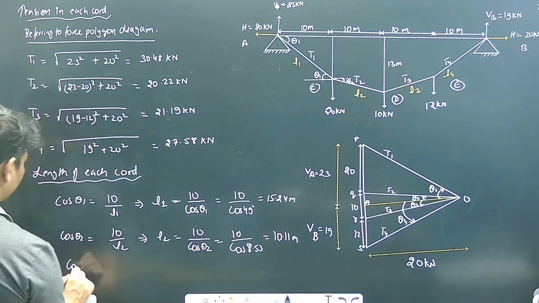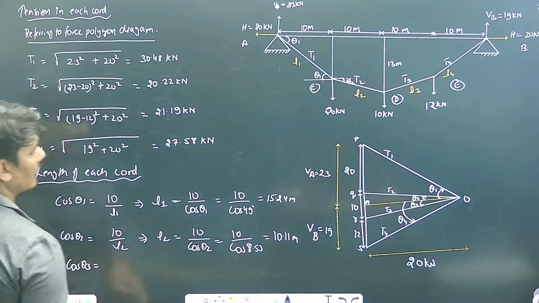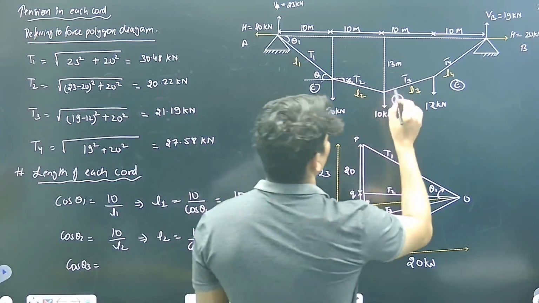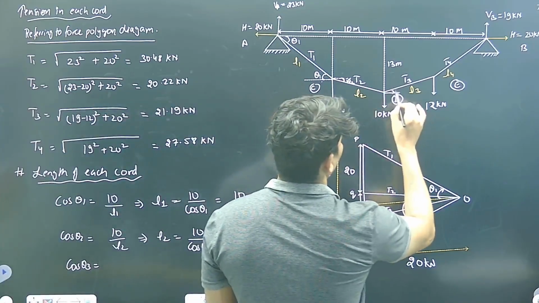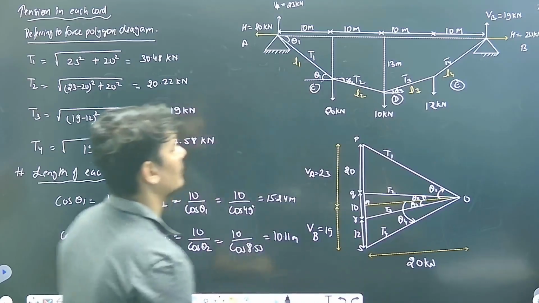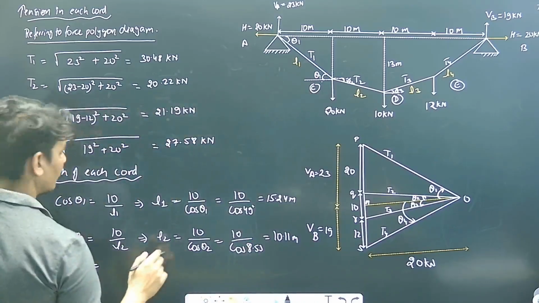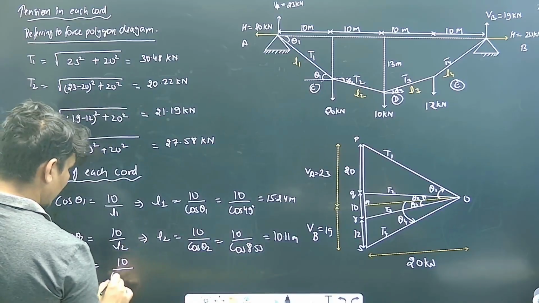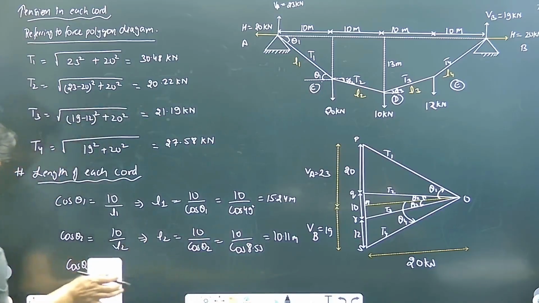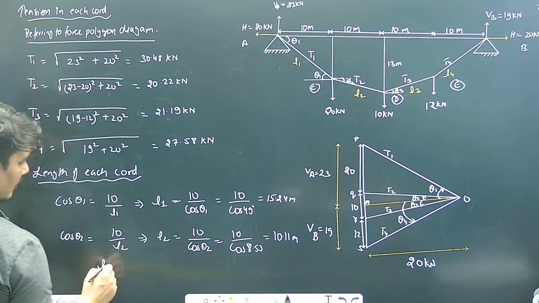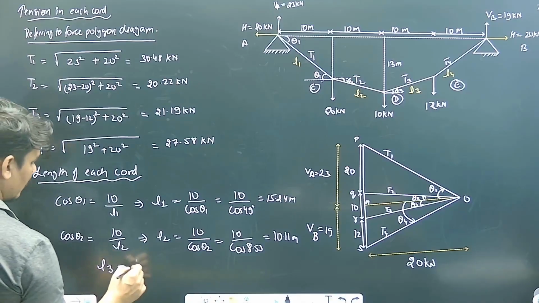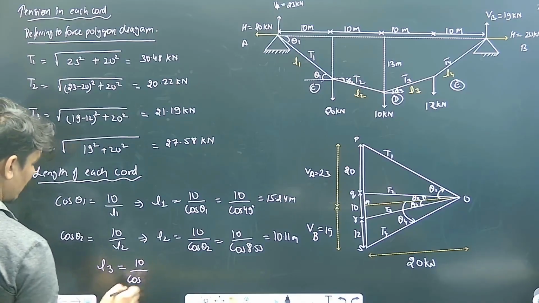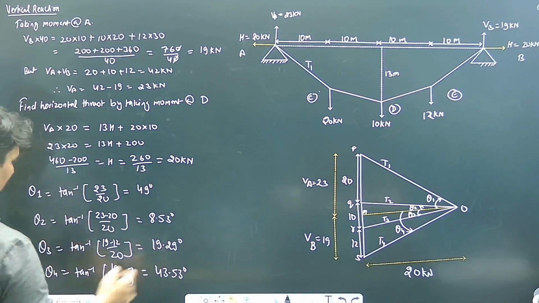Similarly, cos theta 3, where is theta 3? तो शॉर्टकट मान ले, L3 डायरेक्ट निकालते हैं, L3 is equal to 10 upon cos theta 3, 19.29.